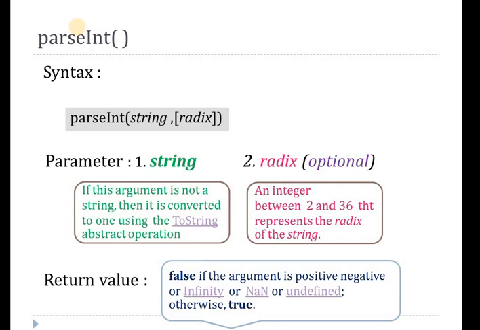The return value is a boolean. It will return false if the argument is positive or negative infinity, or not a number, or undefined. Otherwise it will return true. That means it will return just the integer value of the particular parsed string, whatever you are passing as a parameter.